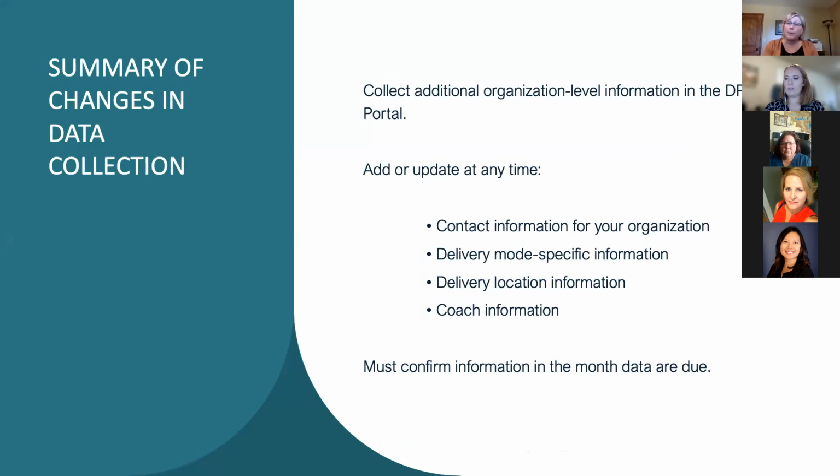So the DPRP portal will require some additional organizational level information, such as contact information for your organization, delivery mode specific information, delivery location information, and a coach ID. This information needs to be updated or just confirmed in the month that your data submission is due. I encourage you, the month that your data submission is due, go in early that month and update this information or validate the information before you even start the process of submitting your data.